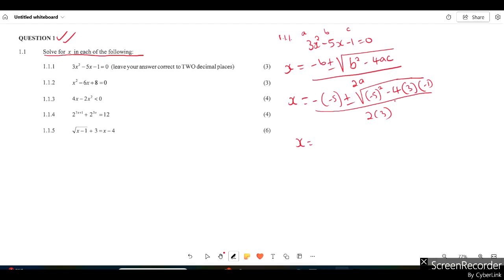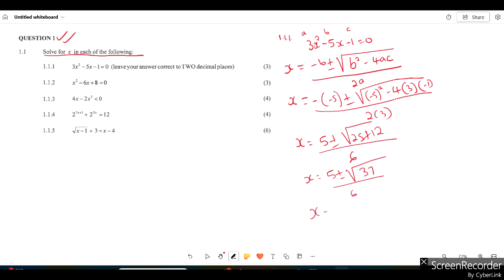Therefore, x is going to be negative times negative, which gives me positive, plus or minus root of brackets minus 5 to the exponent of 2, which gives me 25. Negative times negative gives me positive, and then 4 times 3 gives me 12, divided by 2 times 3, which gives me 6. x is going to be 5 plus or minus root of 37 divided by 6.